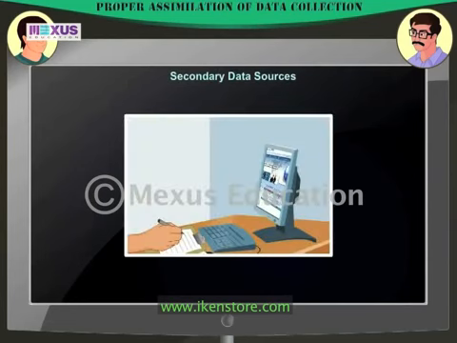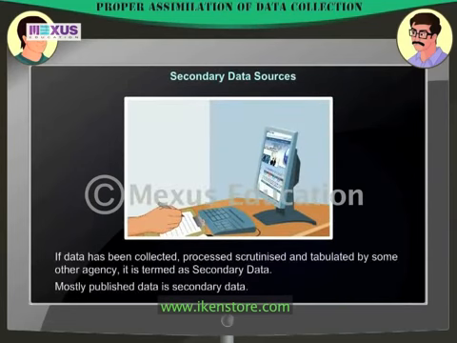What would be the secondary data sources? If data has been collected, processed, scrutinized, and tabulated by some other agency, it is termed as secondary data. Generally, the published data are secondary data. Data can be obtained either from published sources or from any other source. For example, a website.